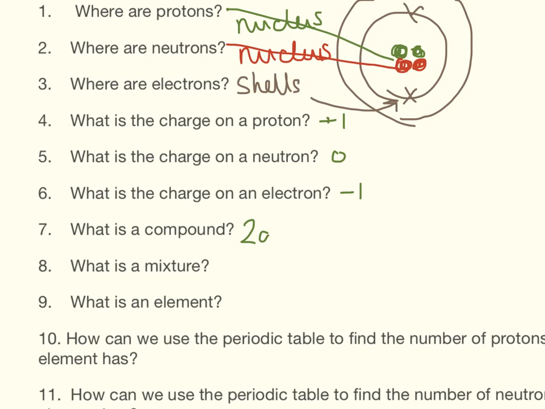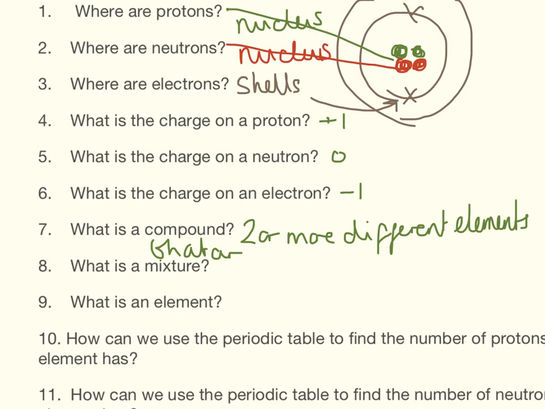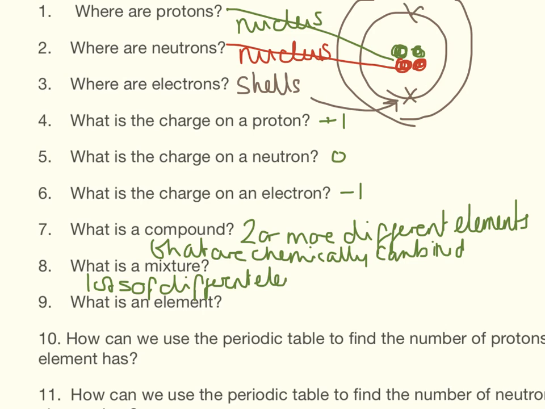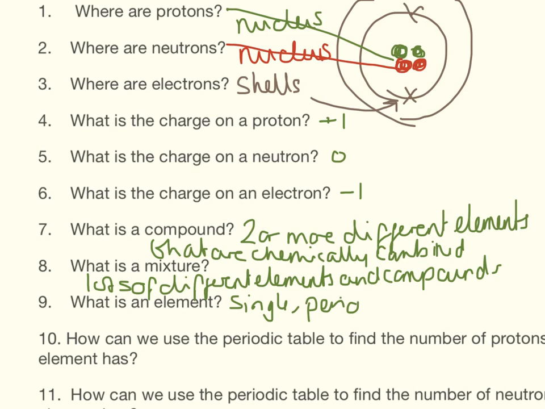A compound is two or more different elements that are chemically combined. A mixture is lots of different things that may or may not be chemically combined. An element is just a single thing, and we can find it on the periodic table.